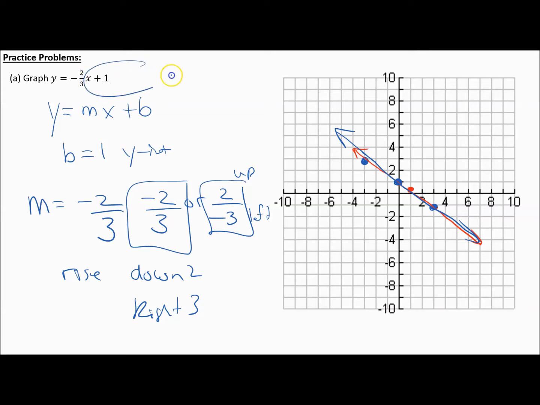Some people get a little bothered if your b is a fraction and you're trying to graph that on a computer. That could be impossible because the computer doesn't like you to graph fractions. But by hand, that's always easier, I believe, to use y equals mx plus b.